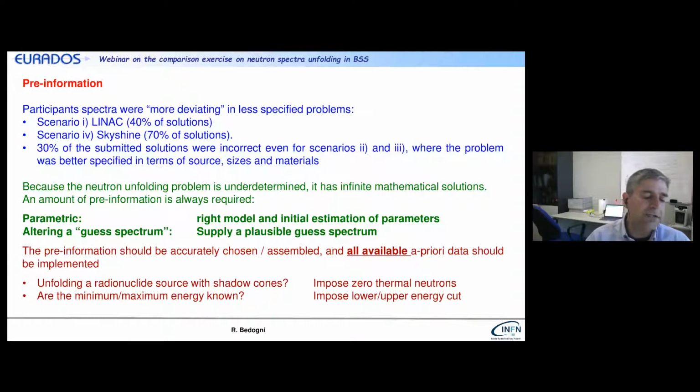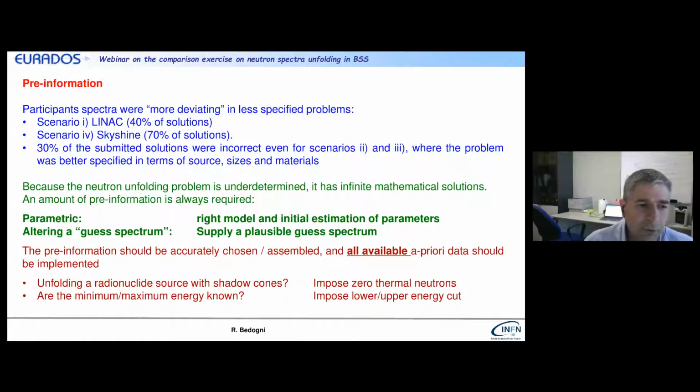But even for the simple cases of the radiation field and the workplace field, there were a significant number of deviating solutions, in the order of 30% or more. So preparing the pre-information is very important because, as was said already, there are infinite mathematical functions that we could call spectrum or spectra that could satisfy the problem in a mathematical sense, meaning that there are infinite functions that, folded with the response matrix, could reproduce the counts that we want to unfold.